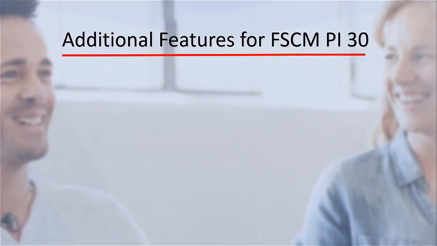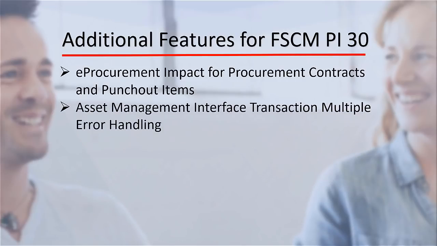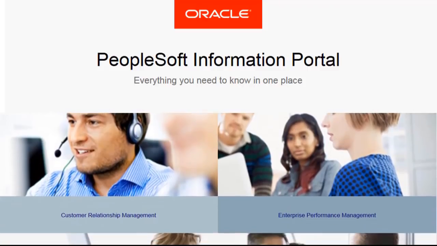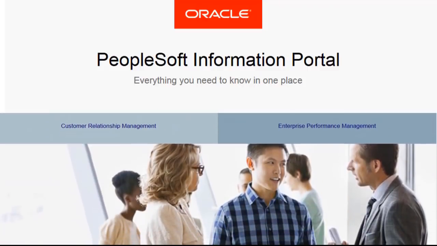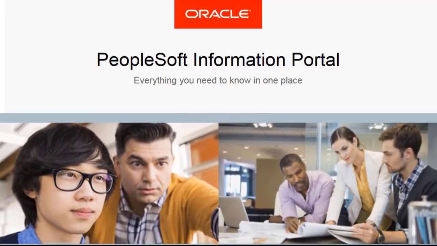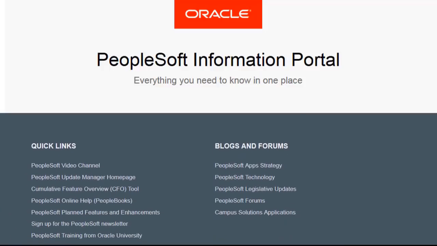The following features were also added to FSCM Update Image 30: eProcurement impact for procurement contracts and punch-out items, asset management interface transaction multiple error handling, and global search results accesses the Fluid Expense Report page when using Fluid technology. We've only shown you the highlights of the features in this PeopleSoft Update image. For more information about these features and the other enhancements, see the CFO tool, the Update Image overview on My Oracle Support, and go to the PeopleSoft Information Portal for updates.